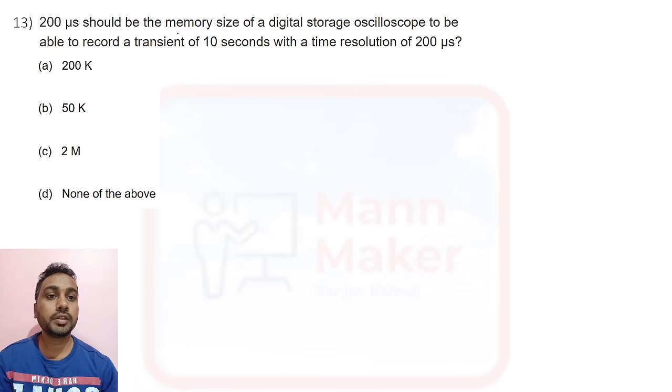200 microseconds should be the memory size of a digital storage oscilloscope to be able to record a transition of 10 seconds with a time resolution of 200 microseconds.